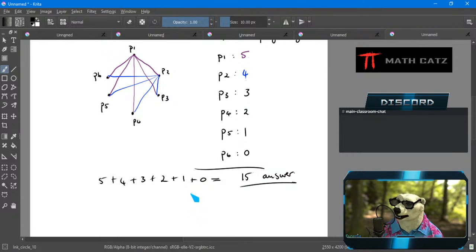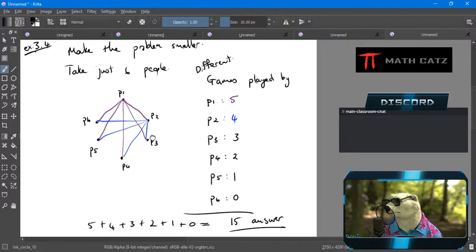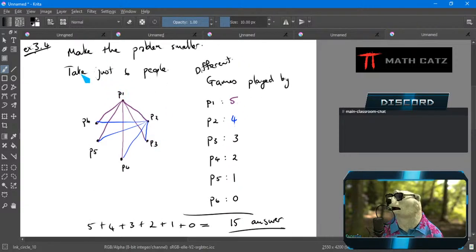Okay, so now I can see what happens if I make it bigger. So now let's take our 16 people. Let's make it red so I can see the changes.